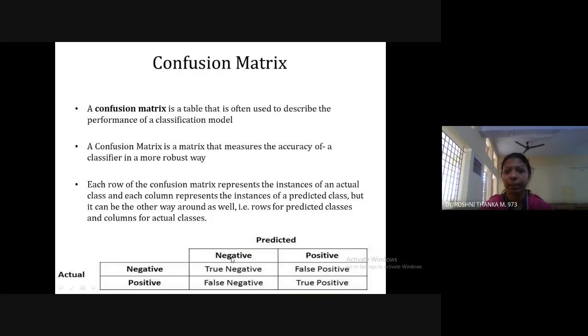So here, these are the representations used in the confusion matrix, and the values present in it are true negative, false positive, false negative, and true positive. We are going to see them one by one. First is true positive: the model is saying positive and it is true. Here, the model is saying positive, but it is false. And here the model is saying negative, but it is false. And here the model is saying negative and it is true. So that's the concept.